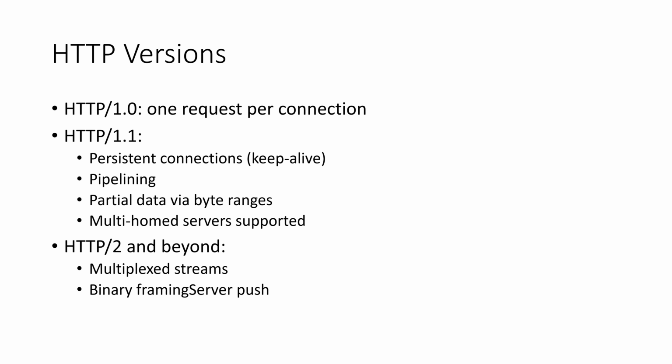One of the big additions in 1.1 was the support for multi-homed servers. A multi-homed server hosts multiple domain names on the same physical machine using the host header to distinguish between them. This allowed virtual hosting to flourish. Then came HTTP 2, which brought big upgrades like multiplexing, sending multiple streams over one connection, and binary framing for faster parsing. And more recently, HTTP 3 uses QUIC over UDP for better performance.